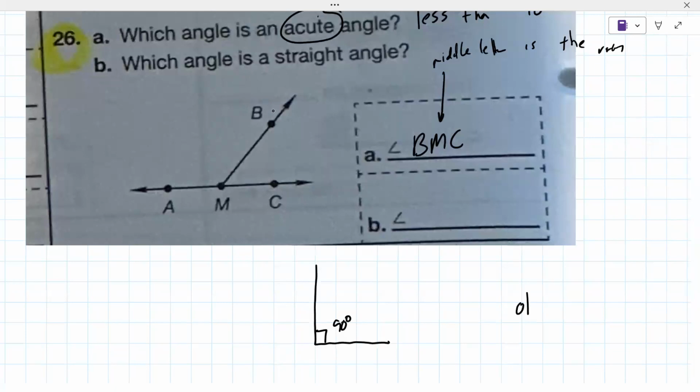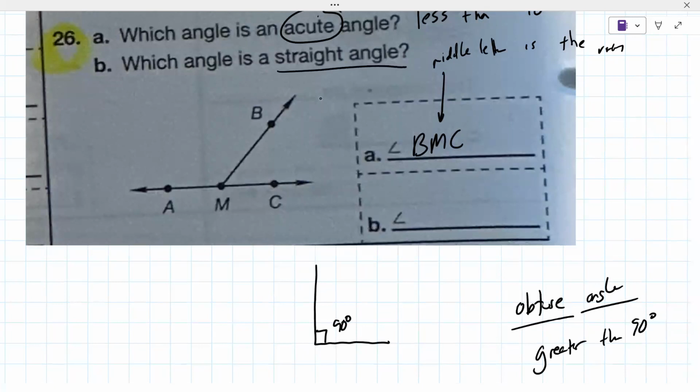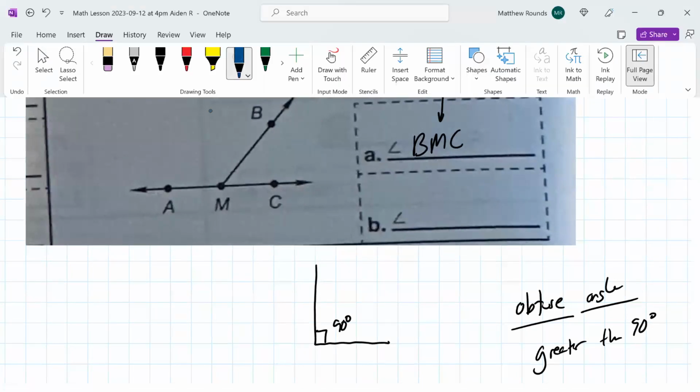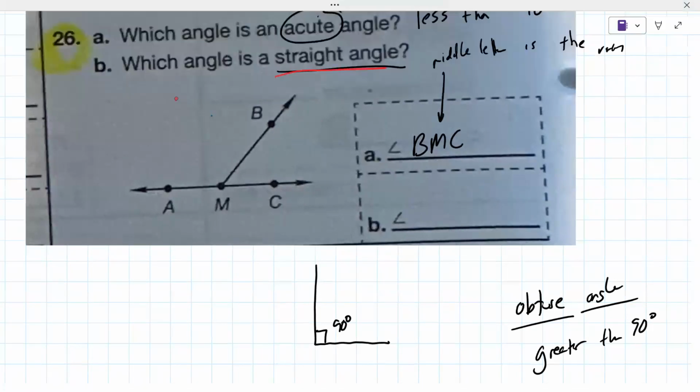Do you remember what an obtuse angle is? Yeah. What is an obtuse angle? It's an angle longer than 90 degrees. Greater than 90, exactly. Yes, very good. Okay. Now a straight angle is, well, it's straight. All right. Which three letters are on a line? A and C. AMC. You got it. Very good.